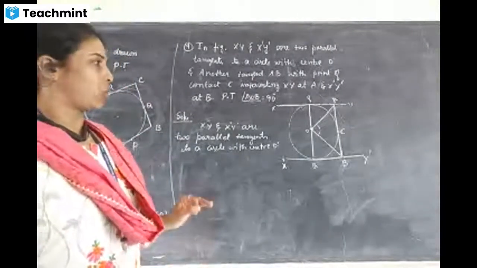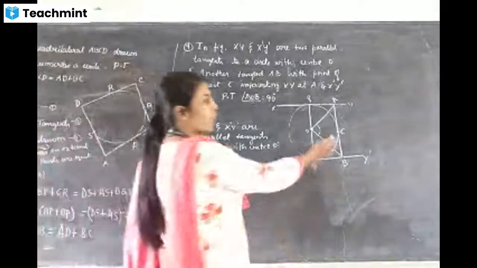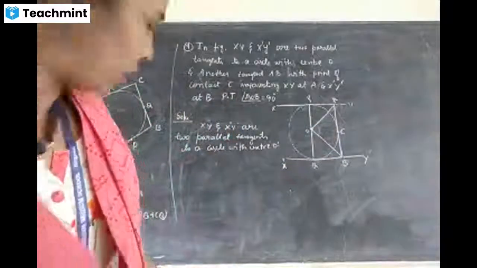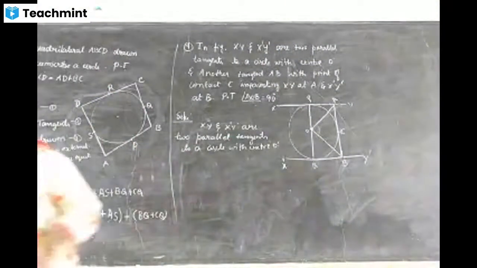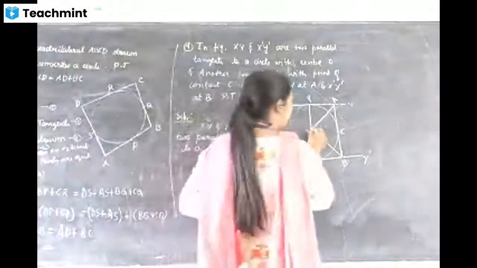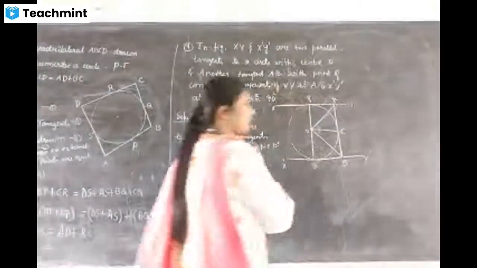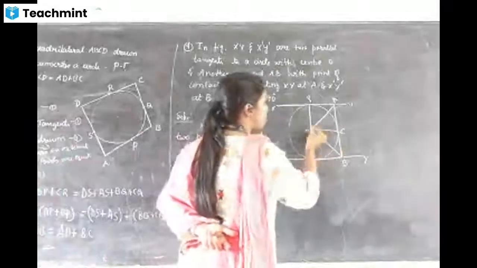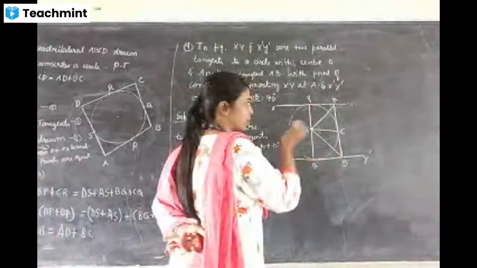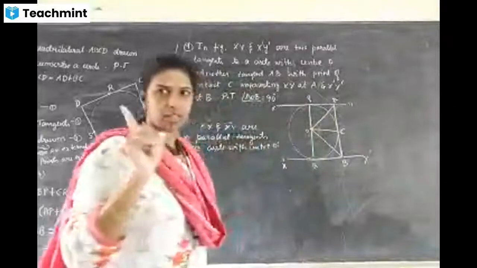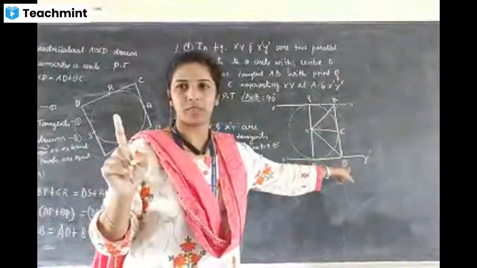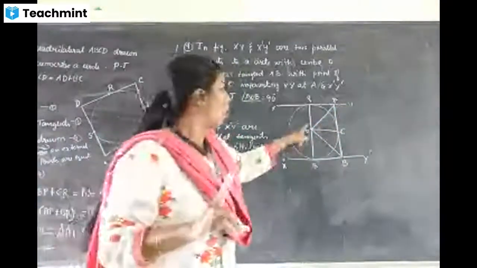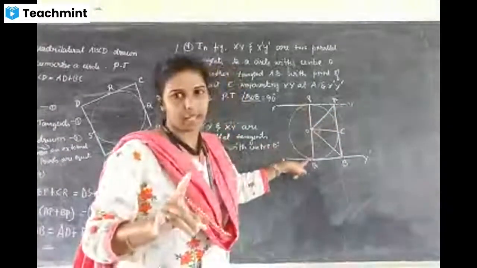So what can we do? Here one point of contact is given. We will join that point of contact. This becomes a radius. Now how many radii are there? OC is a radius, OP is a radius, OQ is a radius. OA and OB are not radii, the line is outside the circle. OP, OC and OQ are the radii.